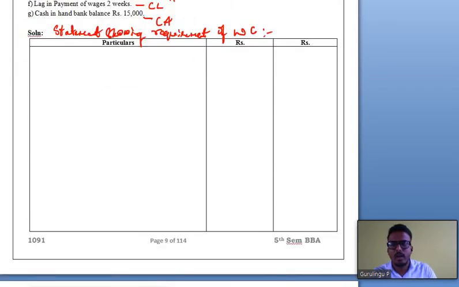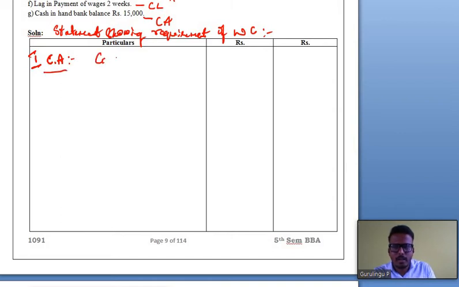As soon as you mark current assets, the first item will be cash. We'll see what the cash balance is. You can see the cash balance in adjustment G. Cash balance is 15,000. We'll write it in the inner column. Together, all the current assets we'll write in the outer column.